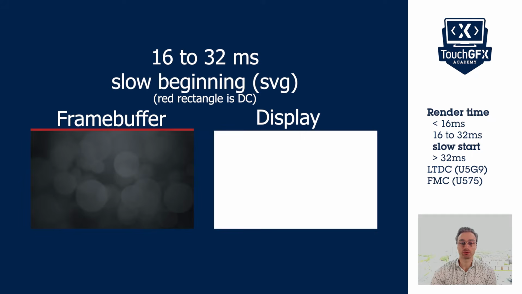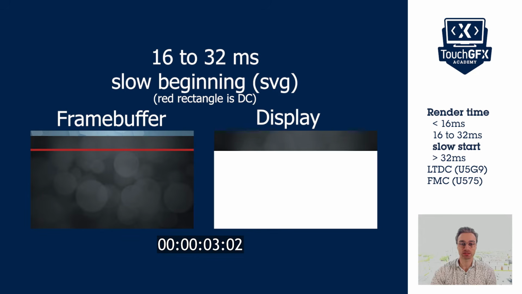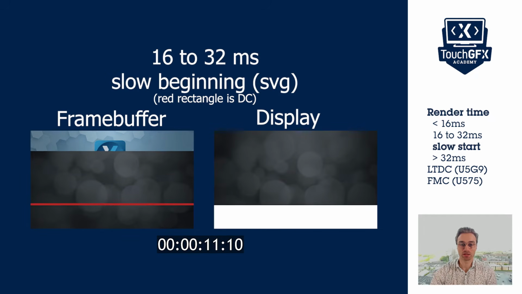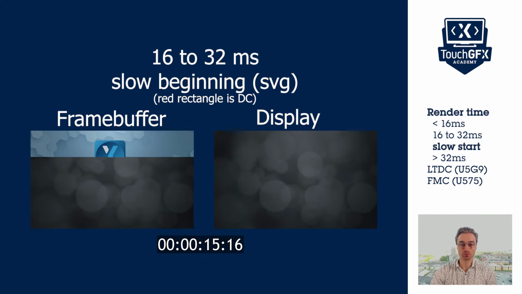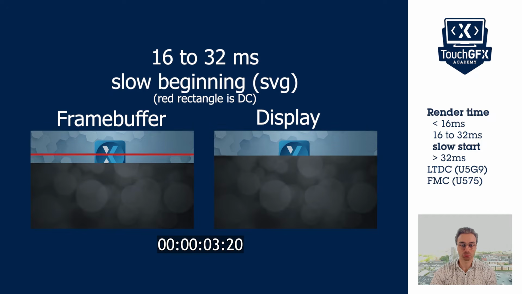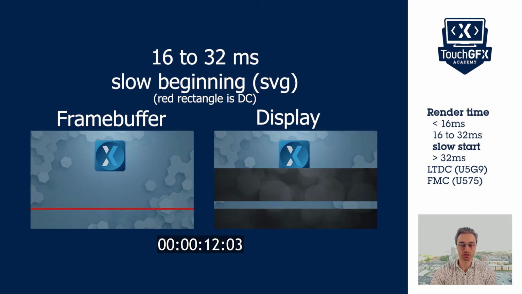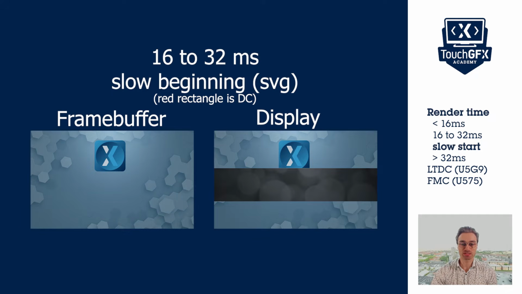There is, however, a case where we'll have tearing effect even if a frame is less than 32 milliseconds to render. If in the upper part of the screen we have a heavy asset, such as a complex SVG, the rendering will slow down in that specific area of the frame buffer. It means that during the second loop, the DC line will catch up with the rendering line, even if the total rendering time is not that long.